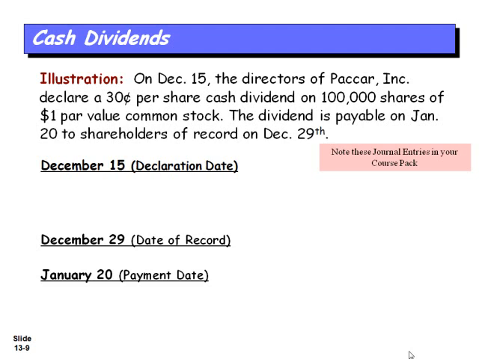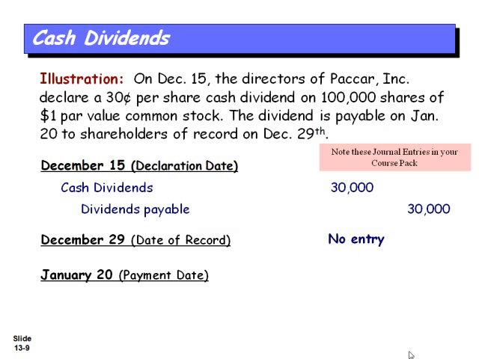And we've got all 3 dates here. So declaration date, Paquette incurs this liability. And there it is, dividends payable is a liability. Cash dividends is a stockholder's equity account, and it's a debit, $30,000. December 29th, there is no entry, and January 20th, the dividend is cleared. Dividends payable and cash. And cash dividends will be closed at the end of the period. Remember, that's a temporary account to retained earnings.